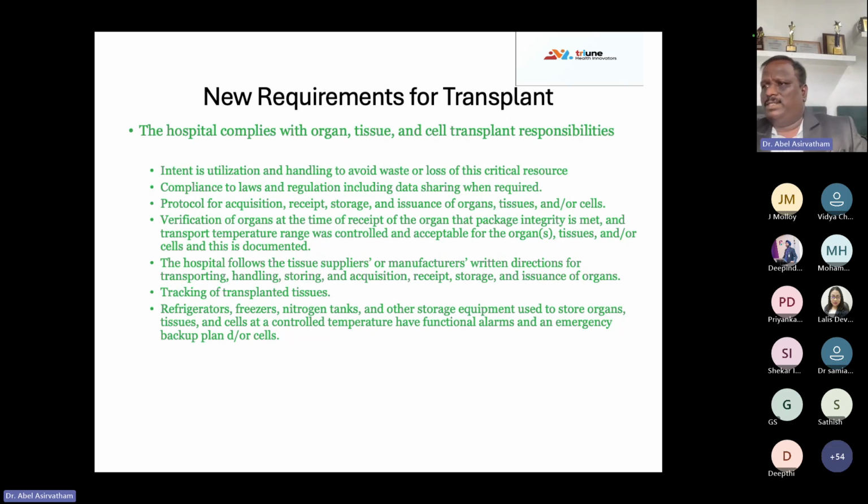So you need to make a checklist for this when you receive the organ, and you need to document these things in the checklist, what temperature was there. The hospital follows the tissue supplier's or manifest's written directions for transporting, handling, storing and acquisition, receipt, storage and issuance of organs, and tracking of transported tissues. Refrigerated freezers, nitrogen tanks and other storage equipment used to store organs, tissues and cells at a controlled temperature have functional alarms. This functional alarm is very, very important, and an emergency plan for that as well.